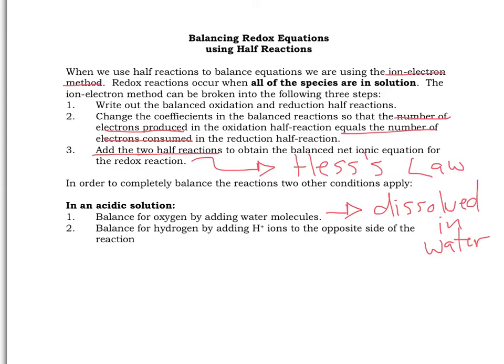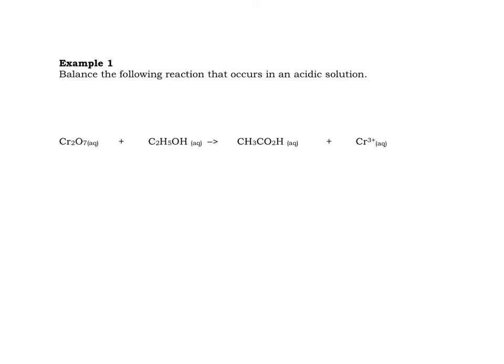So in the case of an acidic solution, we're going to balance for hydrogen by adding hydrogen ions to the opposite side of the reaction. So if we've got an extra couple of hydrogens on one side, we'll add a couple hydrogen ions to the other, and we'll go from there. So let's just take a look at an example here.